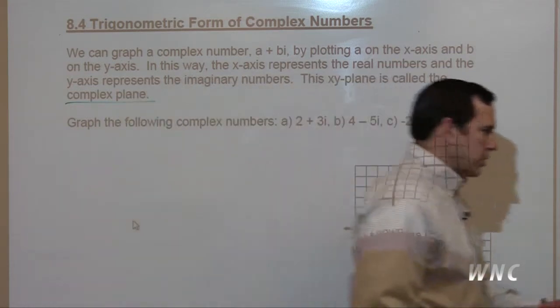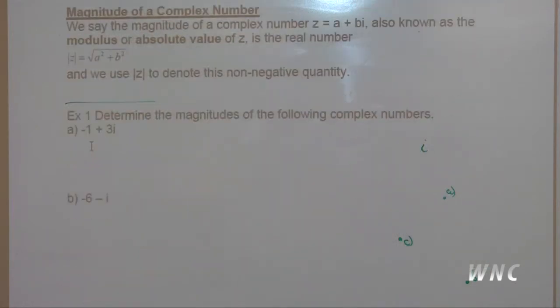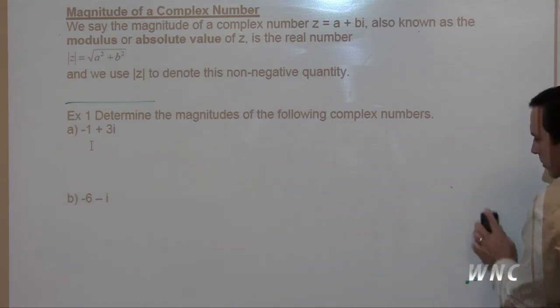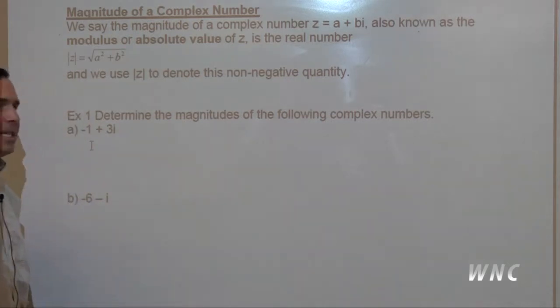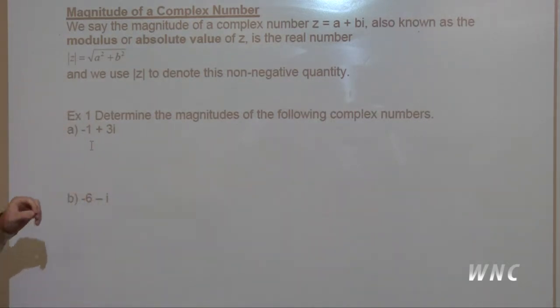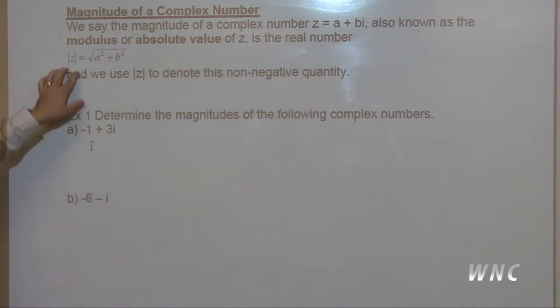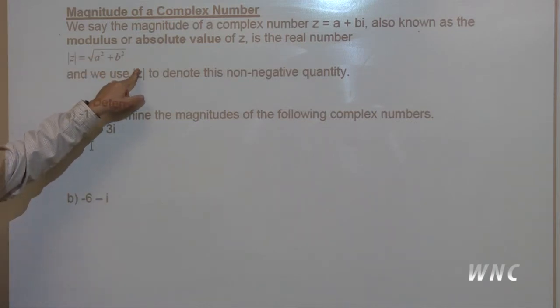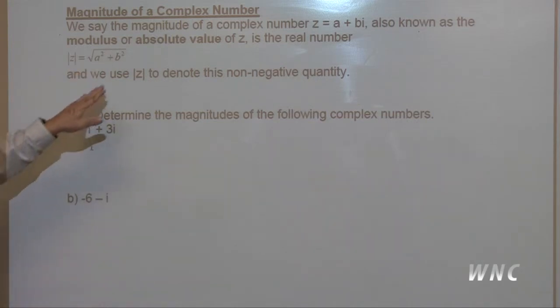Okay, I'm going to scroll the screen. Next concept, the magnitude of a complex number. We say the magnitude of complex number z equals a plus bi, also known as the modulus or absolute value of z, is the real number, the square root of a squared plus b squared. Notice there's no i here, there's no i with that b. So it's just whatever b is, squared. And we use the magnitude of z to denote this non-negative quantity.